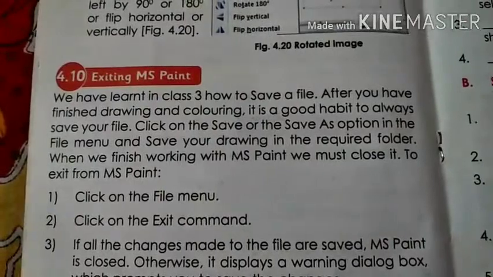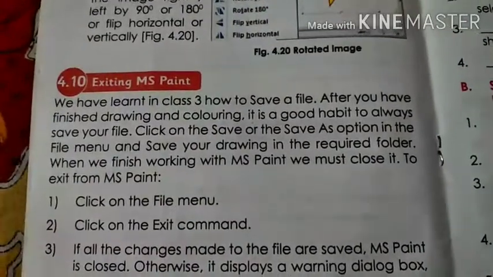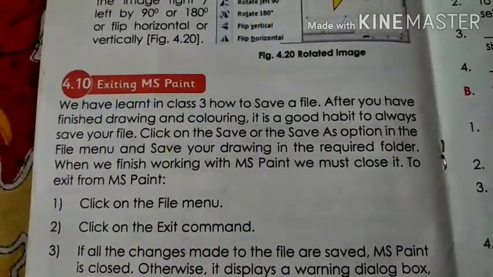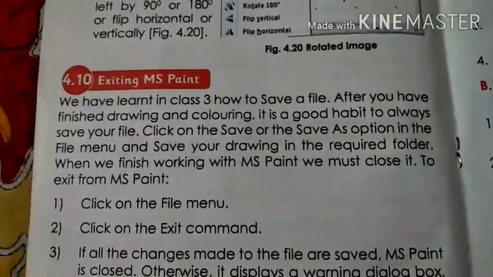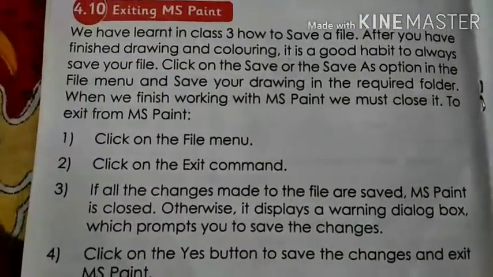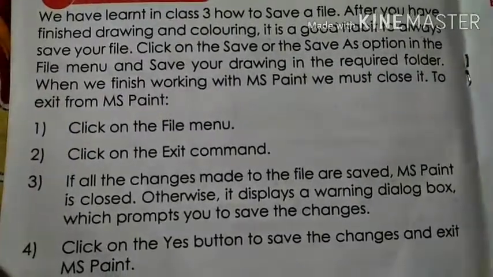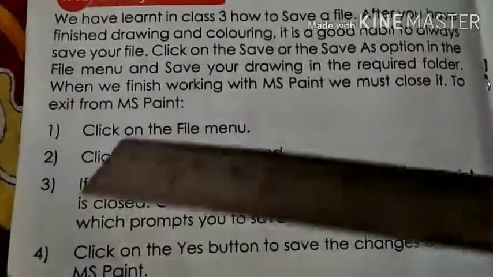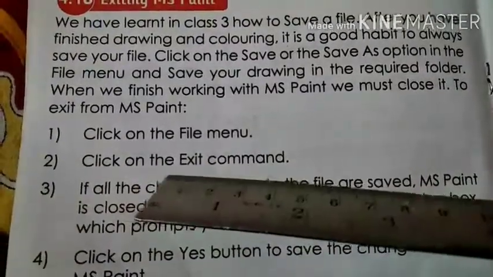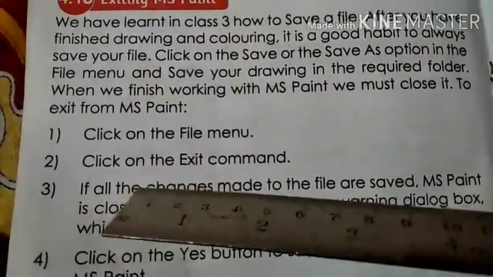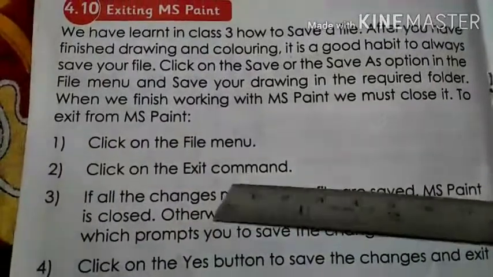So here we are using MS Paint. After you are done with your work, you are going to save the work and close the MS Paint application. So now let's learn how to exit MS Paint. Click on the file menu, then click on the exit command.